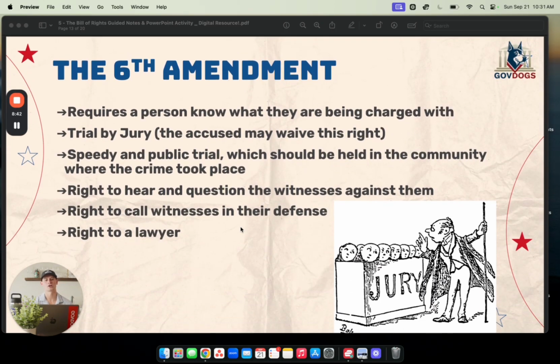The Sixth Amendment requires a person to know what they're being charged with. Also a trial by jury. So the accused may waive this right. If you want to just be tried by the judge, you can. They also guarantee a speedy and public trial, which should be held in the community where the crime took place.